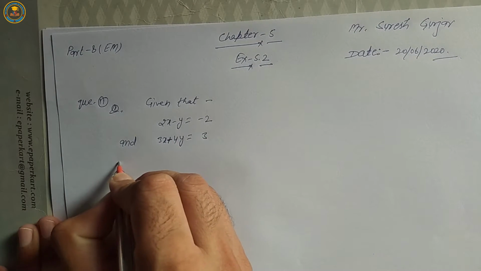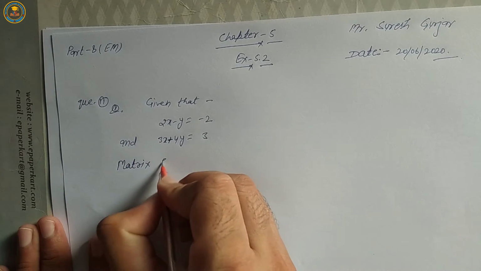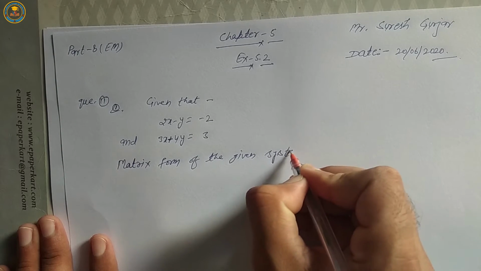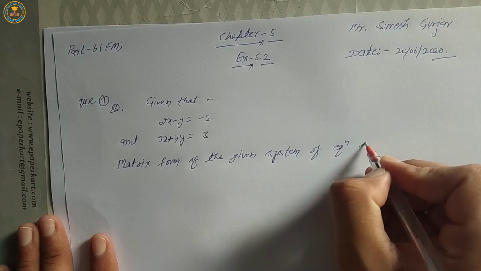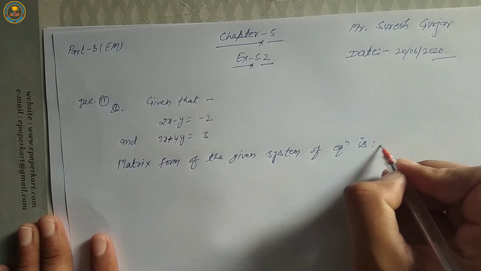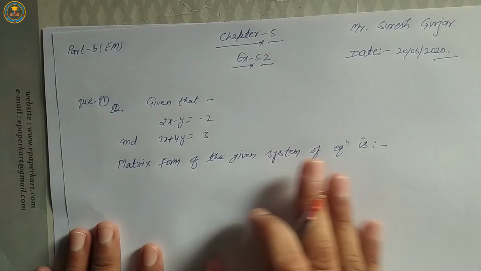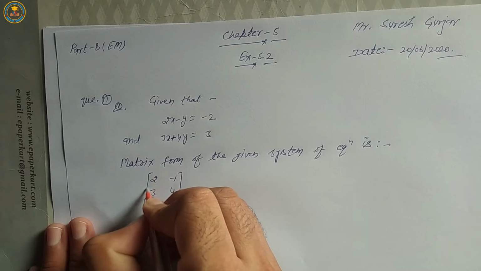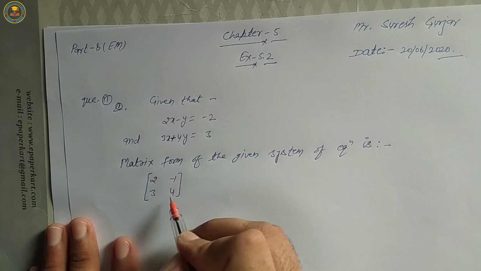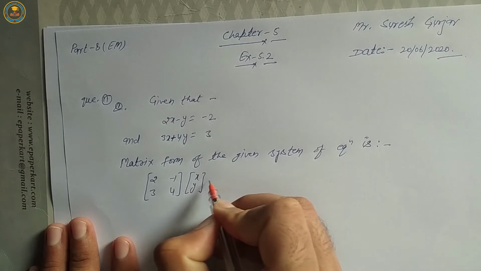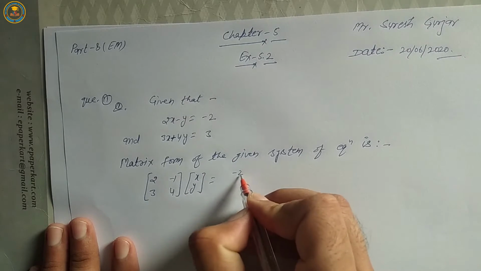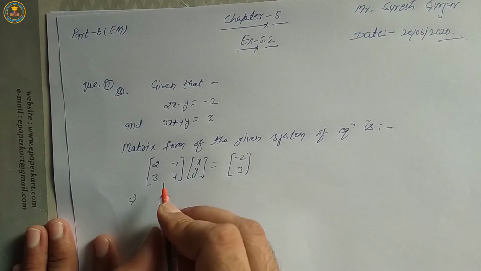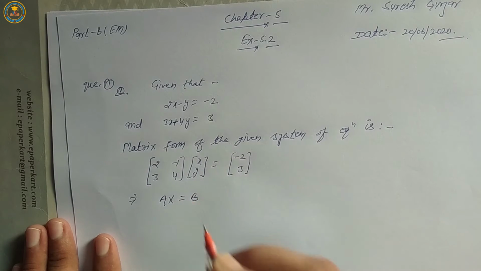Matrix form of the given system of equations is: coefficient of x and y, 2, minus 1, 3, 4, into x, y is equal to minus 2, 3. Implies AX is equal to B.